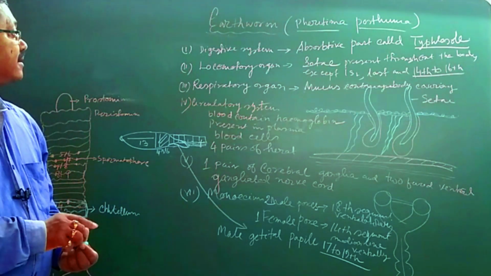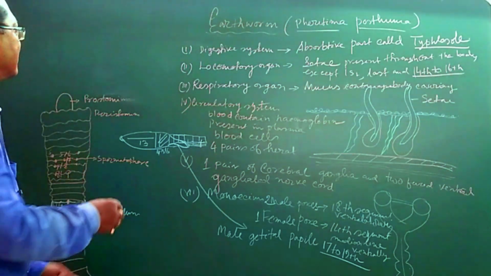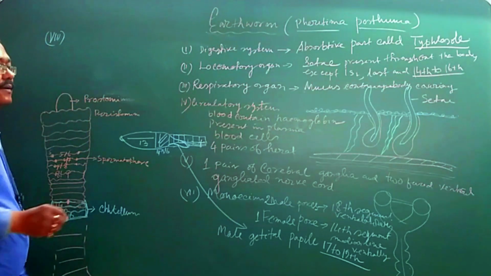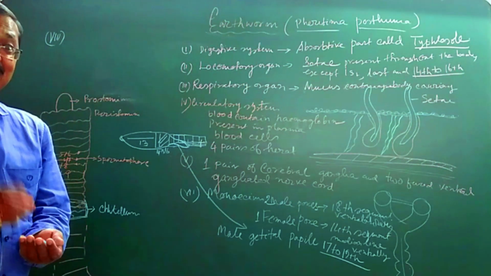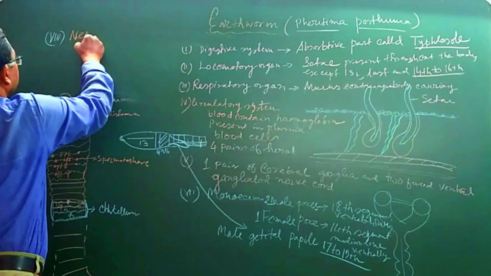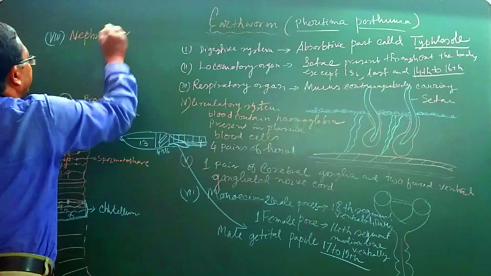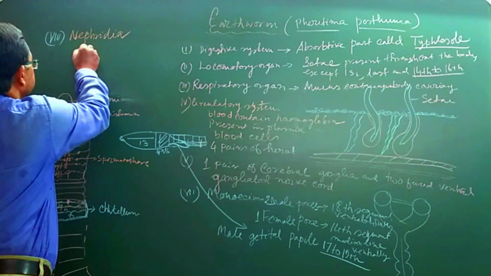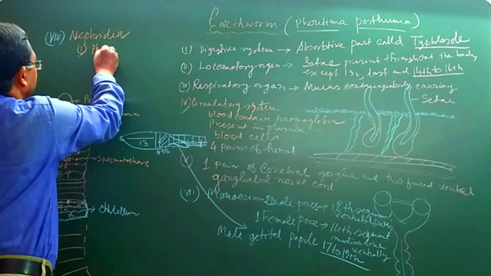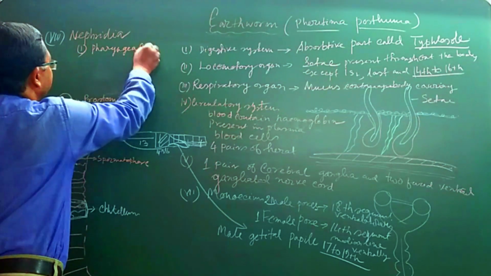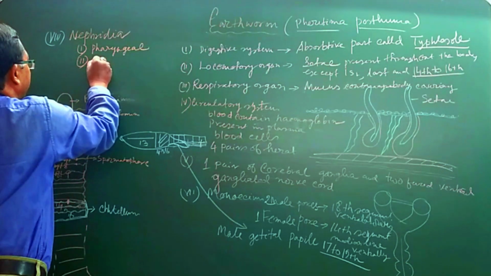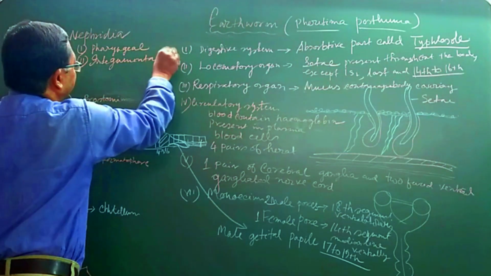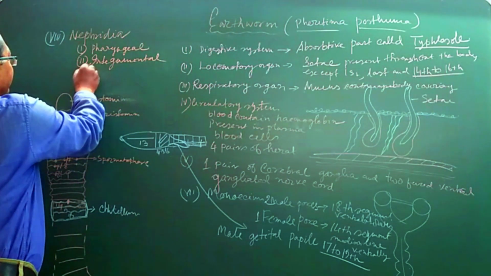In the case of their excretory system, they contain an organized excretory system and the unit is called nephridia. 3 types of nephridia are found in earthworm. First is the pharyngeal nephridia, second is the integumental nephridia, and third is the septal nephridia.